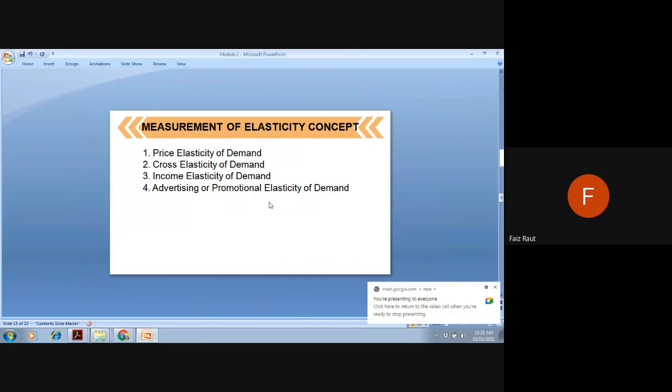So this I'll do, and we'll finish up this lecture. Measurements of price elasticity, how to measure it. Okay, the price elasticity of demand, cross elasticity, income elasticity, advertising and promotion elasticity. Very, very important. It can come for 3 marks for any one of them. Okay, 7 marks for cross elasticity also it can come. Once it has come.